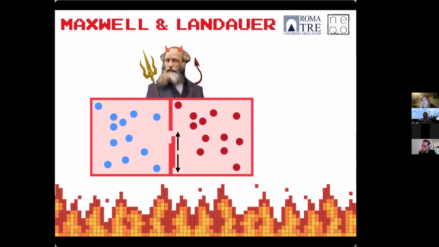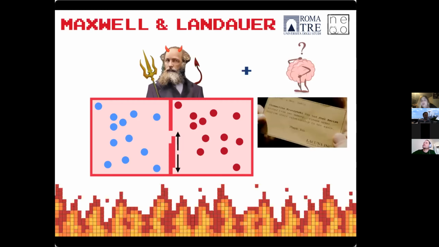A possible solution to this paradox is considering as your system not only those chambers, but also the memory of the demon, which in the meantime has gathered the information on the particles. So if you want to go back to the initial state, you have to erase the memory of your demon, and in doing so, you would increase all the entropy that you decreased by only considering the chamber system.